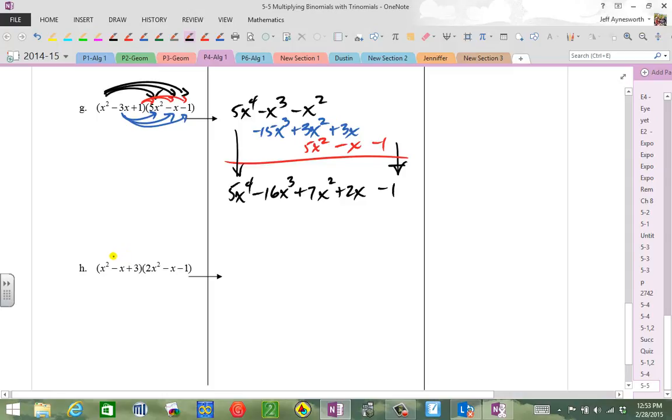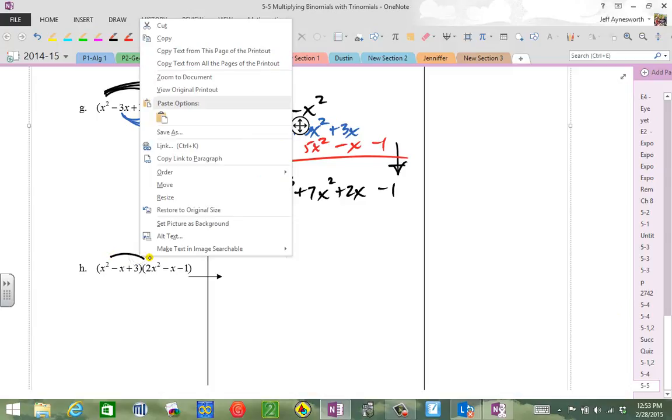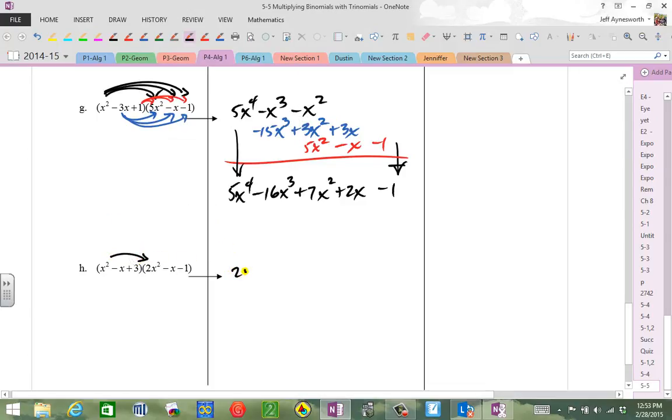Okay, here we go. Let's check your work. X squared times 2x squared is 2x to the 4th. First times second, all right, minus x cubed. First times third, x squared times negative 1, negative x squared. Changing colors, distributing through the negative x, you get a negative 2x cubed. Negative x times negative x is positive x squared. Right here we got negative x times negative 1 is a positive 1x.